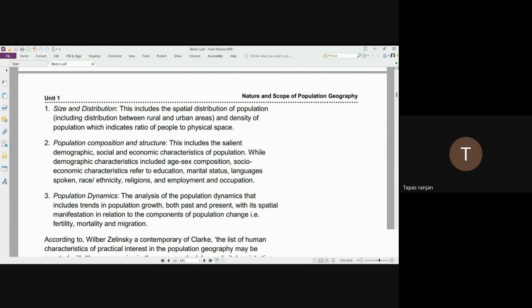Population composition and structure basically deals with what is population composition. Now composition basically means in terms of age, sex, in terms of socioeconomic characteristics, so in terms of marital status, languages, or race or ethnicity. So these are the different compositions of population. So by studying these, that will give the scope of population geography.